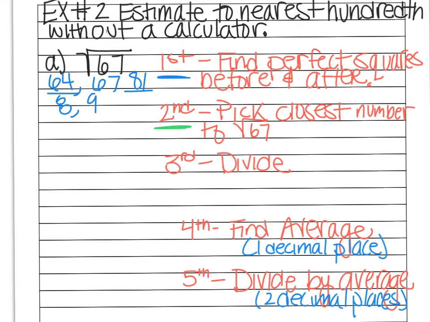So that was 8 times 8. So we're going to look at 8. So 8 is going to be my closest number. Step 3, I'm going to do in black. It says divide. And what it wants you to do is take 67 and divide it by 8. So when you take 67 and you divide it by 8, you're going to get 8.3. And we are going to round to one decimal place.